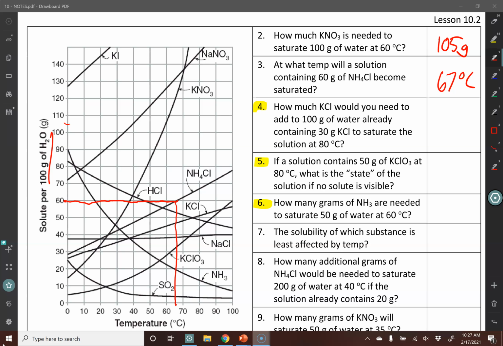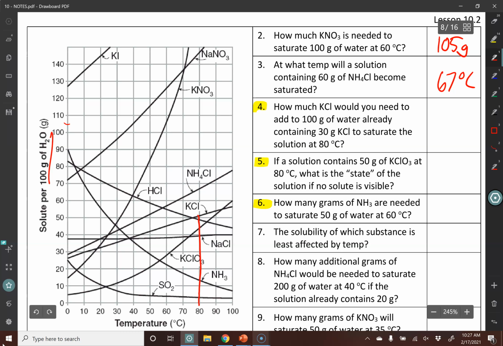So question 4 is a little bit more complicated. How much KCl would you need to add to 100 grams of water already containing 30 grams of KCl to saturate the solution at 80 degrees Celsius? All right, so first let's figure out how much KCl would be needed to saturate this solution under the given temperature conditions. So I've got my 80 degrees Celsius. I'll trace up till I hit KCl.